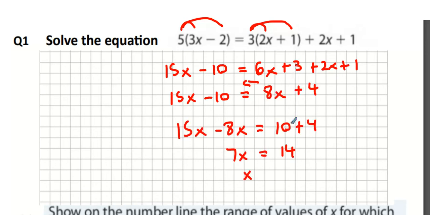So 15x take away 8x is 7x. The 10 moves over to your side, becomes plus 10. Okay. 14 divided by 7. 2.